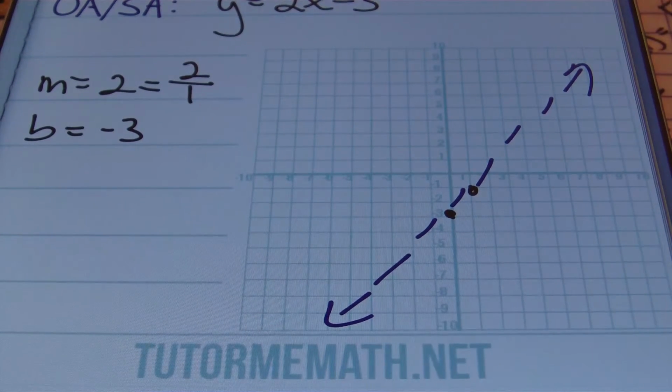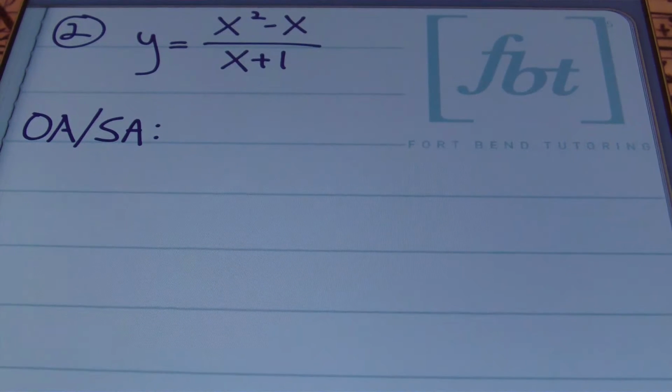Now we're on to problem number 2. In problem number 2, we have y equals x squared minus x divided by x plus 1. Now we could factor out an x in the numerator, but as I told you before, you don't really want to use the factored form. So we'll just keep it just like this.